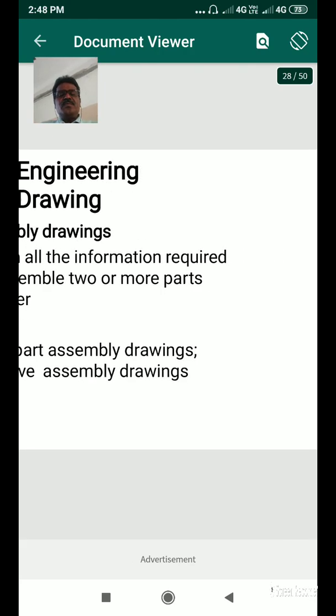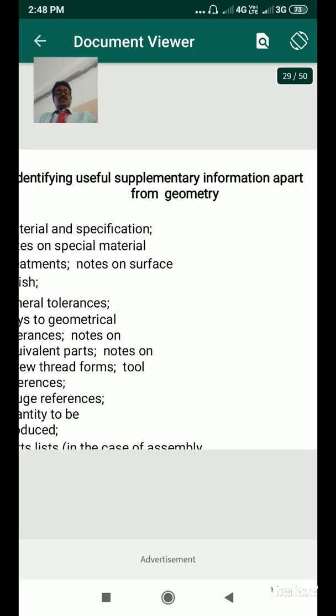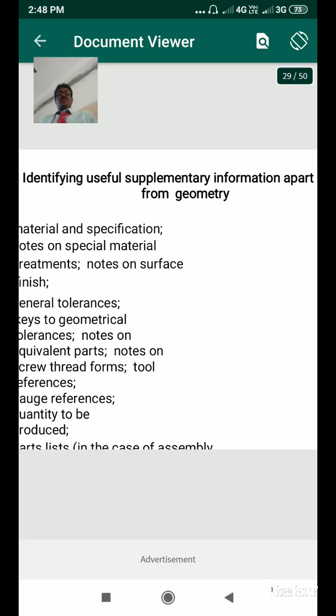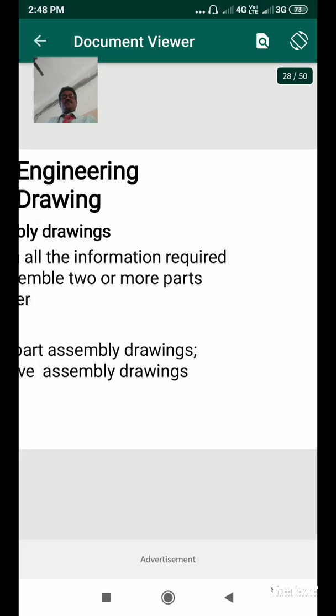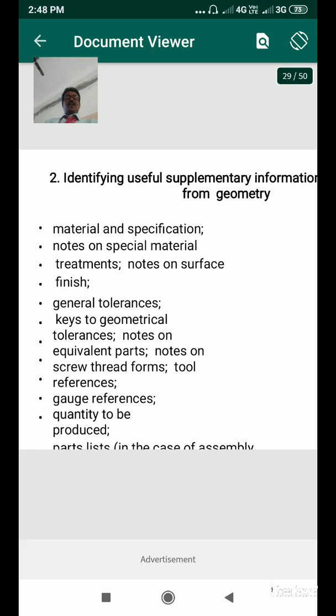Next, useful information apart from the geometry. That means material and specification. What is the type of material? What is the grade? Say for cast iron, the selection of material is cast iron, so grade 20, grade 30 or grade 40 is to be mentioned on the drawing. Then notes on special material treatment. What type of treatments? Annealing or surface hardening. All are given with symbols.